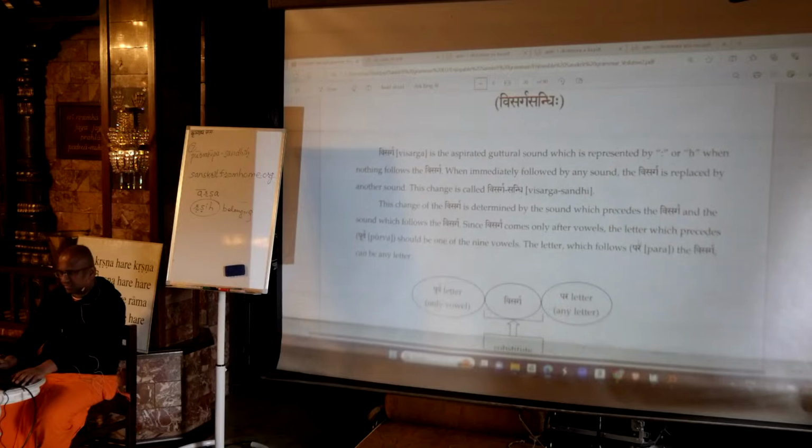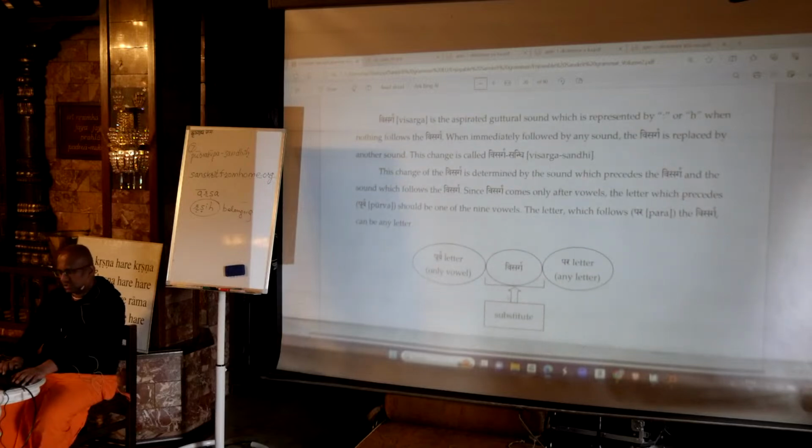Now Visarga Sandhi is basically: there is a Purva Varna, which is a vowel, then there is Visarga, and a Para Varna, which can be a vowel or a consonant, anything. Visarga always comes after a vowel only. You should remember this. Visarga or Anuswar is never after a consonant. They are known as Ayogavaha, meaning they only come after vowels and never after a consonant.